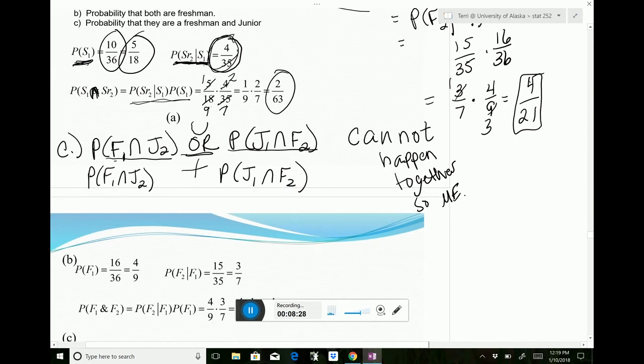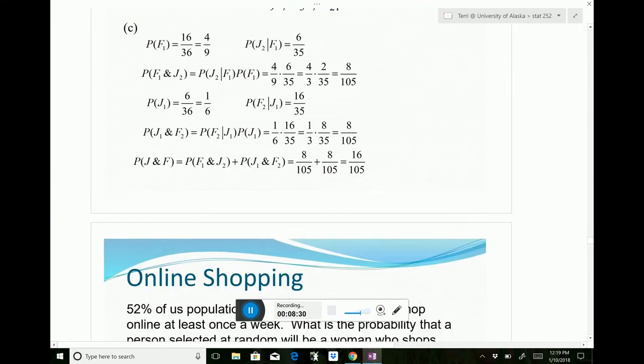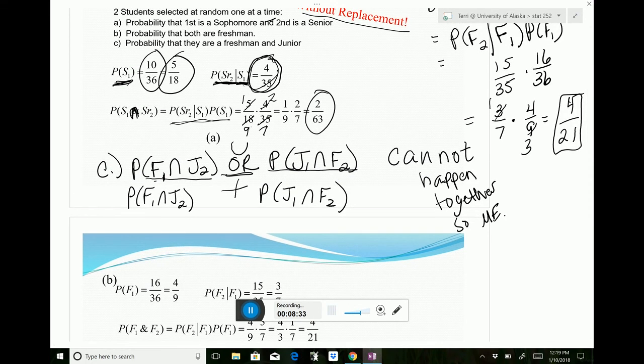So we can also break this down farther. I know it's written down there, but I want to do this together. So this is the probability of J2, so junior is second, given that a freshman was first, times the probability that a freshman was first, plus the probability that a freshman was second, given that a junior was first, times the probability that a junior was first. So here, what's the probability that a freshman was first? Well, we know that. That's 16 out of 36.